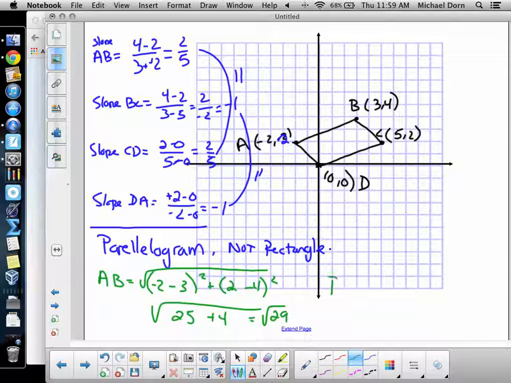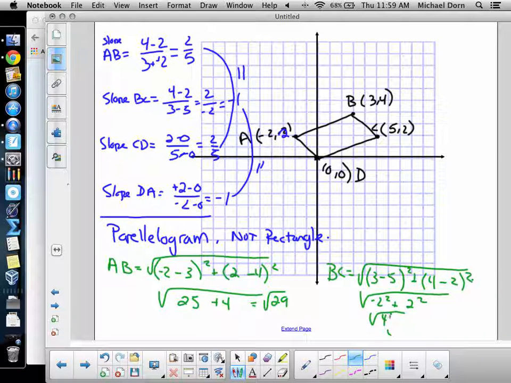And BC. 3 and 5, 4 and 2. That's negative 2 squared plus 2 squared. Square root of 4 plus 4 is the square root of 8. So since the consecutive sides are not congruent, it means all my sides are not congruent, which means it can't be a rhombus.